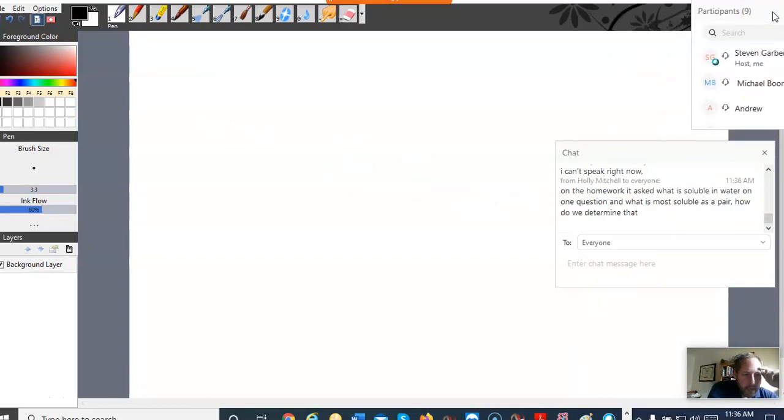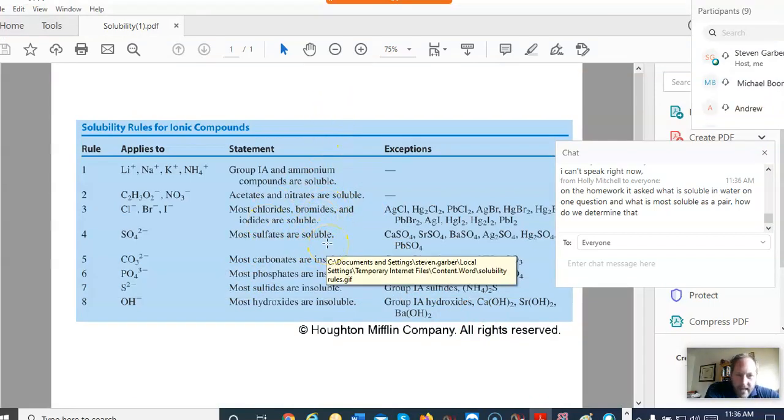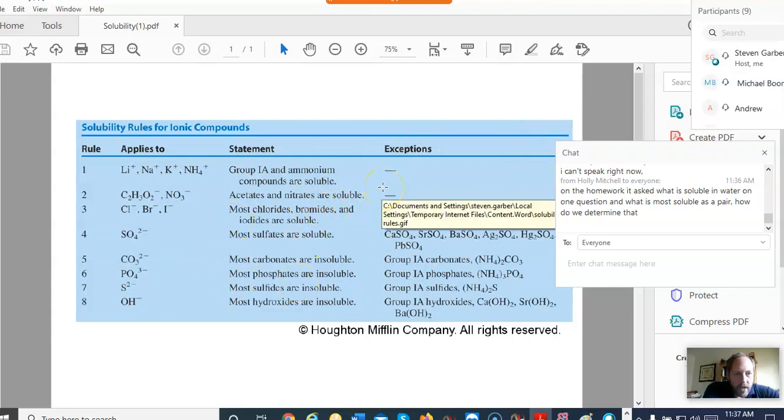In the homework, it asks what is soluble in water on one question and what is most soluble as a pair. So that question, it depends exactly what the question is, but it might be referring to this chart. They talk about this chart in Chapter 9. I didn't talk about it in Chapter 9 because I wait for it in Chapter 10, but they do talk about this in Chapter 9. So that question might be referring to this. If it says on the homework, what is soluble in water, this is based off of our solubility rules. And what is most soluble as a pair.